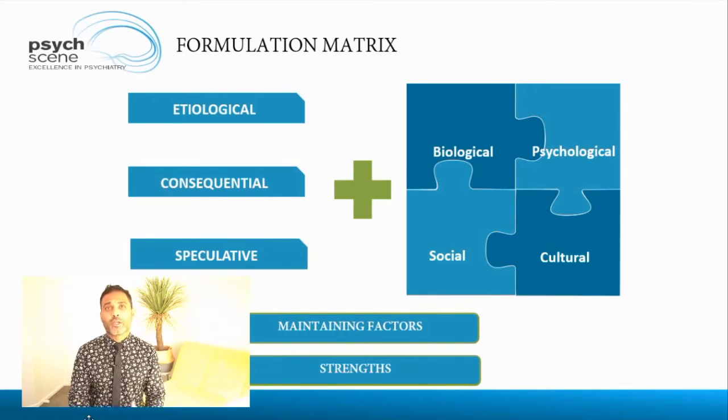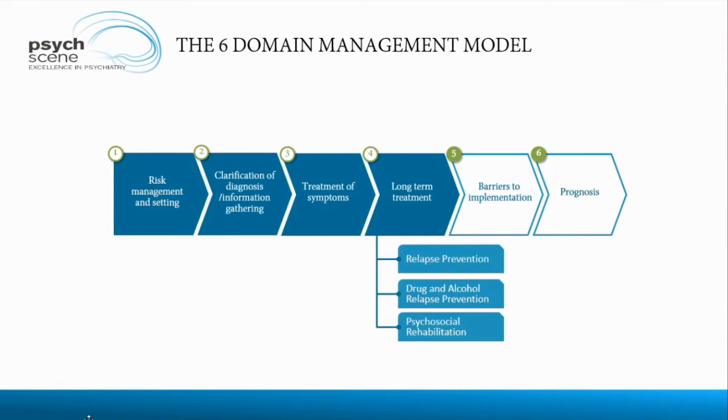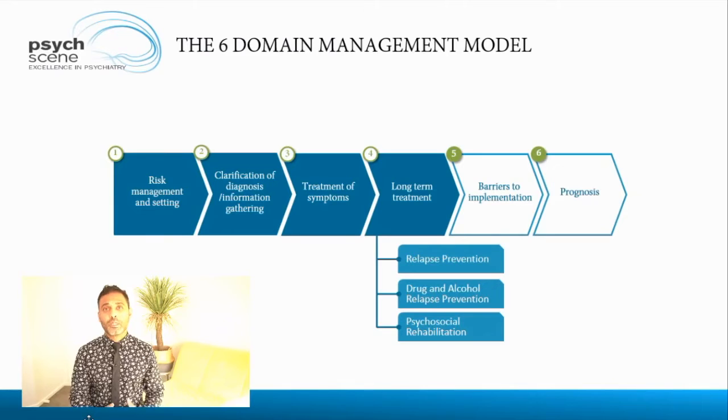Now, once we get a good understanding of these factors, we're then able to arrive at a comprehensive formulation. Now, this formulation allows us then to develop a good management plan. And a good structured management plan goes like this. We think of risk and setting first. We then think of clarification of diagnosis through information gathering. We look at investigations. We look at the possibility of speaking to other individuals and involving other individuals to carry out certain assessments in that information gathering, help us arrive at a diagnosis, a more conclusive sort of understanding of the patient.